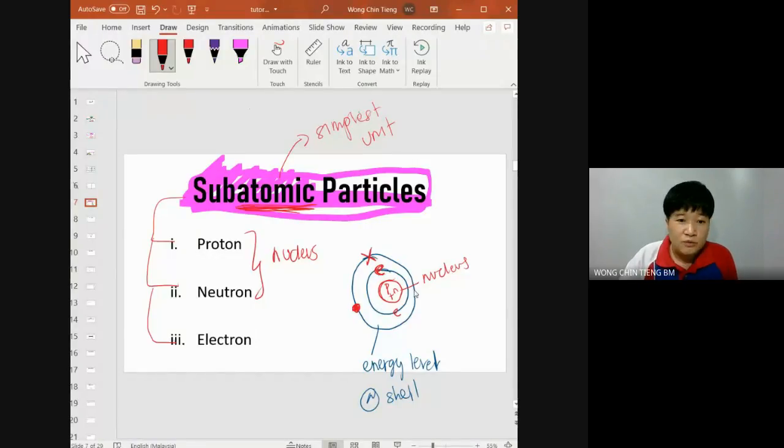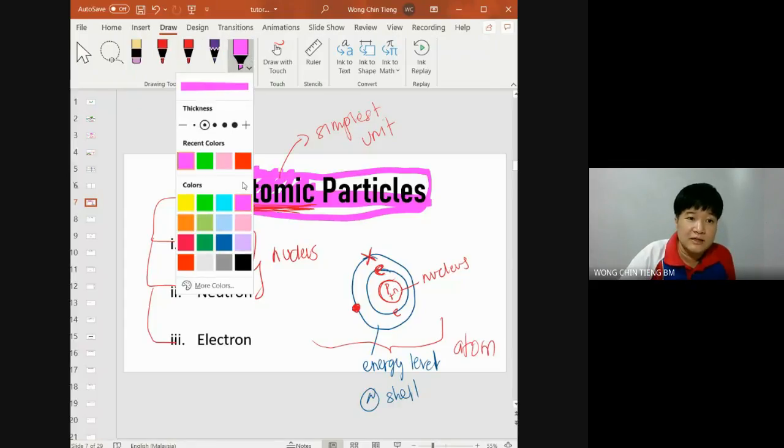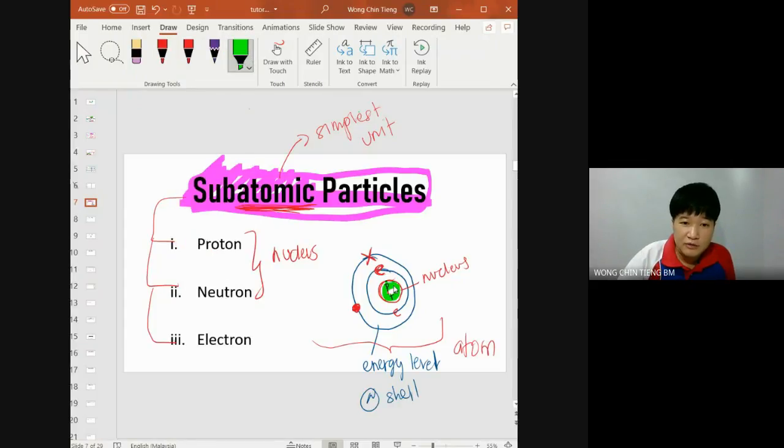Okay? So, that is your atom. This is actually one atom over here. So, what made up this atom? Proton, neutron in the nucleus. Your proton and neutron in the nucleus. And then the electron around the nucleus is what made up the atom.